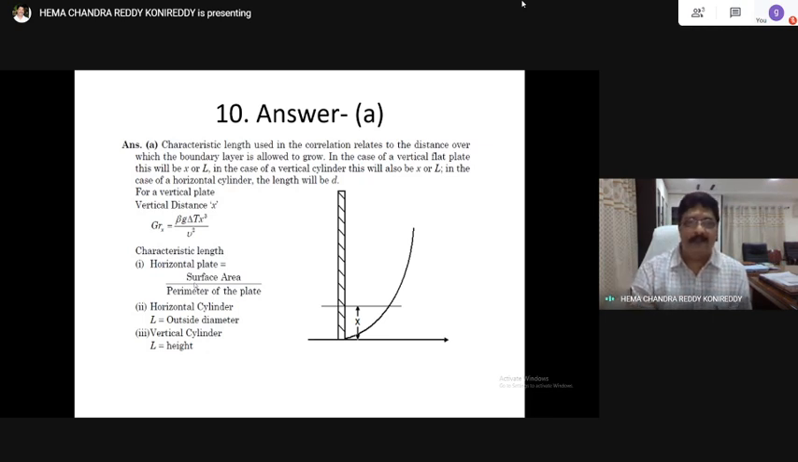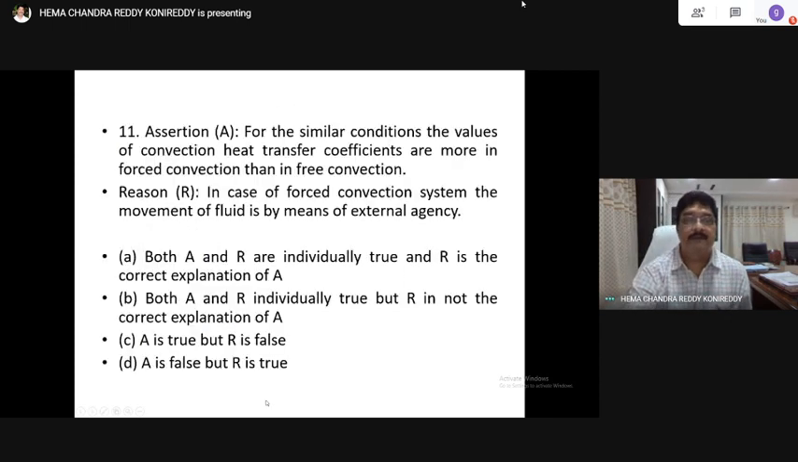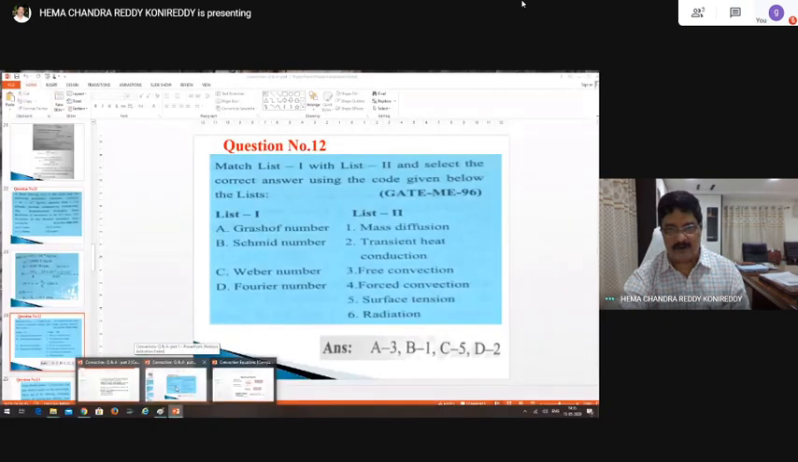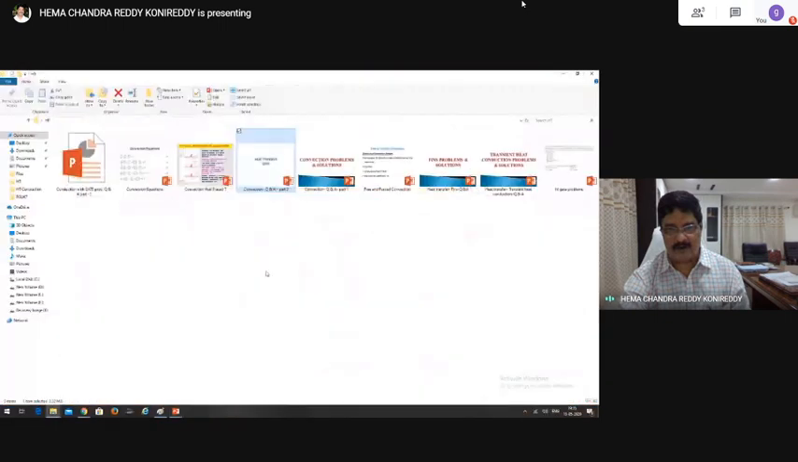Horizontal cylinder: the outside diameter is the characteristic dimension. For a vertical cylinder or a vertical plate, it is the vertical height. For similar conditions, the values of convection heat transfer coefficients are higher in forced convection than in free convection. I have maintained the diagrams in my earlier lectures, and I can even show you that.